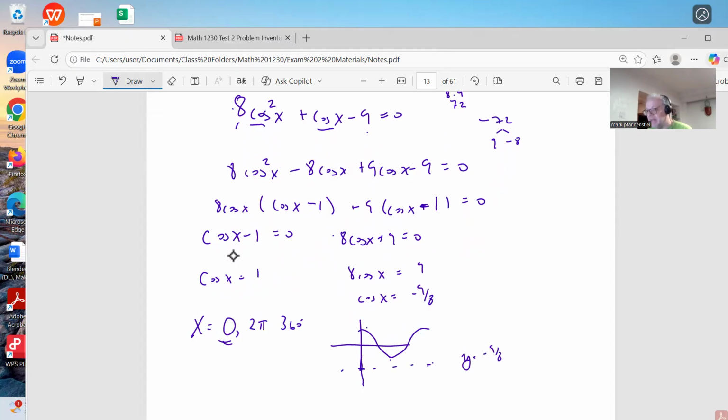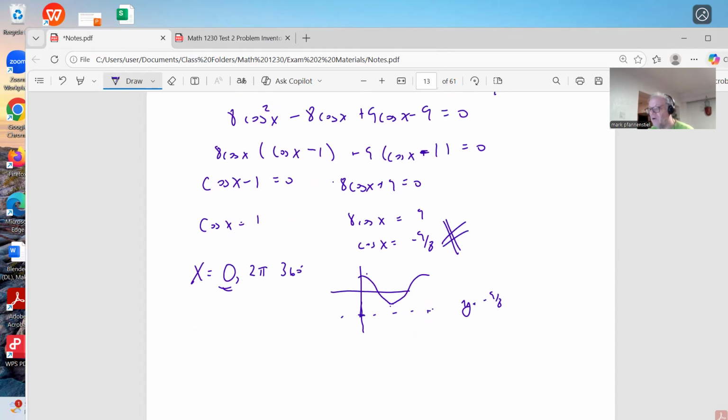These two functions never meet. This is not an answer. So that's not going to work. So the only answer we get is x is equal to 0 degrees.